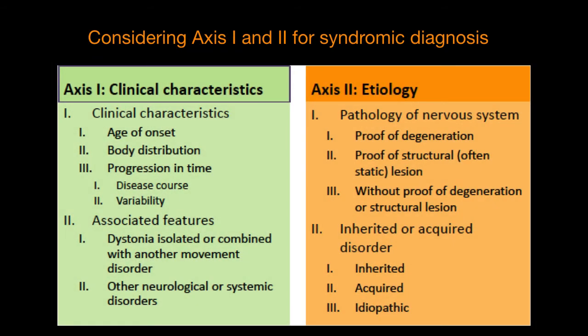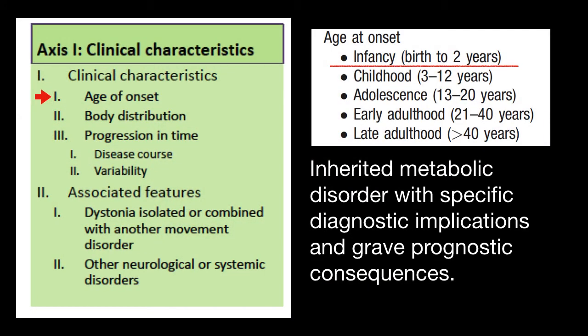The second step to approach dystonia is getting more information in two axes. There are 4 items in the clinical characteristic axis and 2 in the etiologic axis. The age of onset has major clinical significance. As dystonia begins in a younger generation, finding an underlying cause is more likely than in older age.